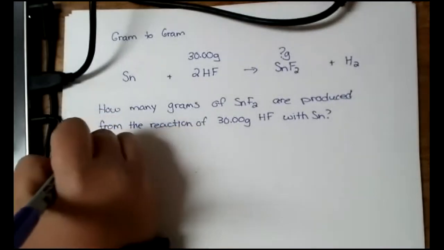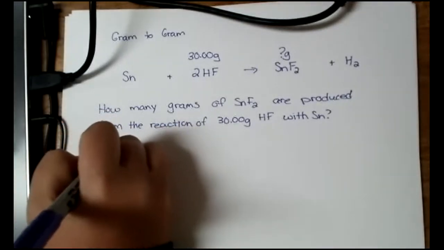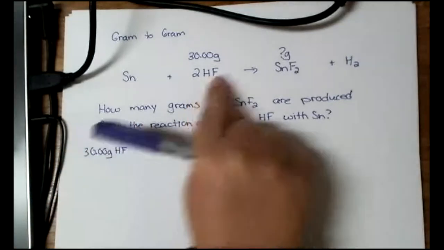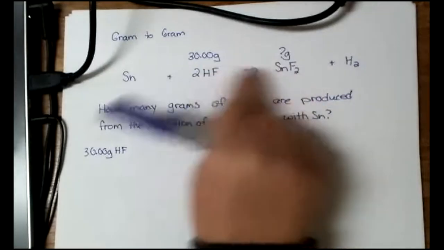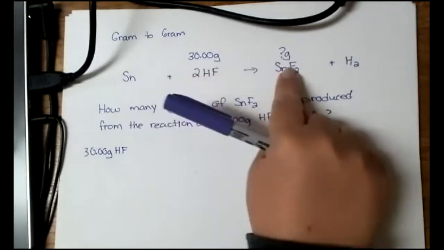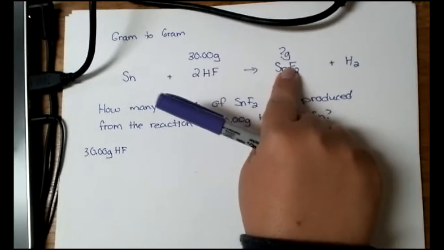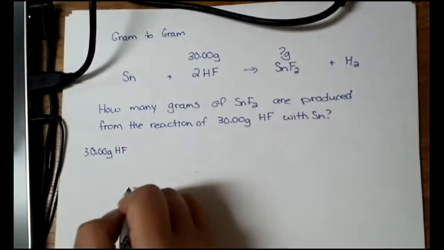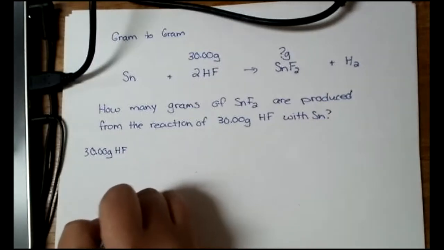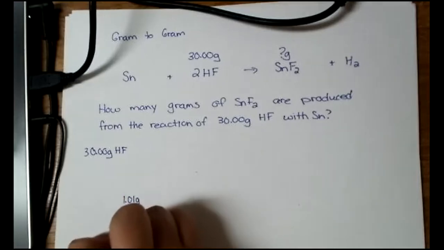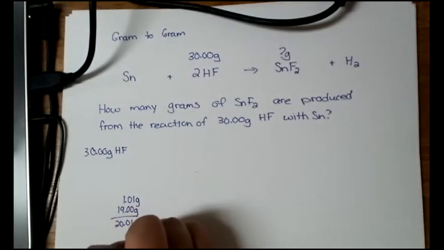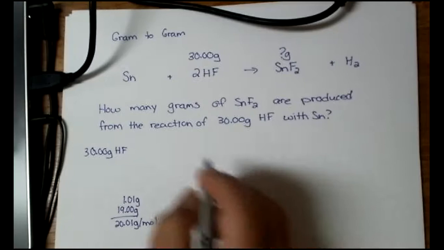So we're going to start with our given, which is 30.00 grams of hydrofluoric acid. And to bridge the gap between this reactant and this product, I need to use the mole ratio. But I don't have moles here. All I have are grams. So I've got to convert to moles. So I've got 1 hydrogen, so that's 1.01 grams, and fluorine is 19. So that gives me 20.01 grams per mole for hydrofluoric acid.